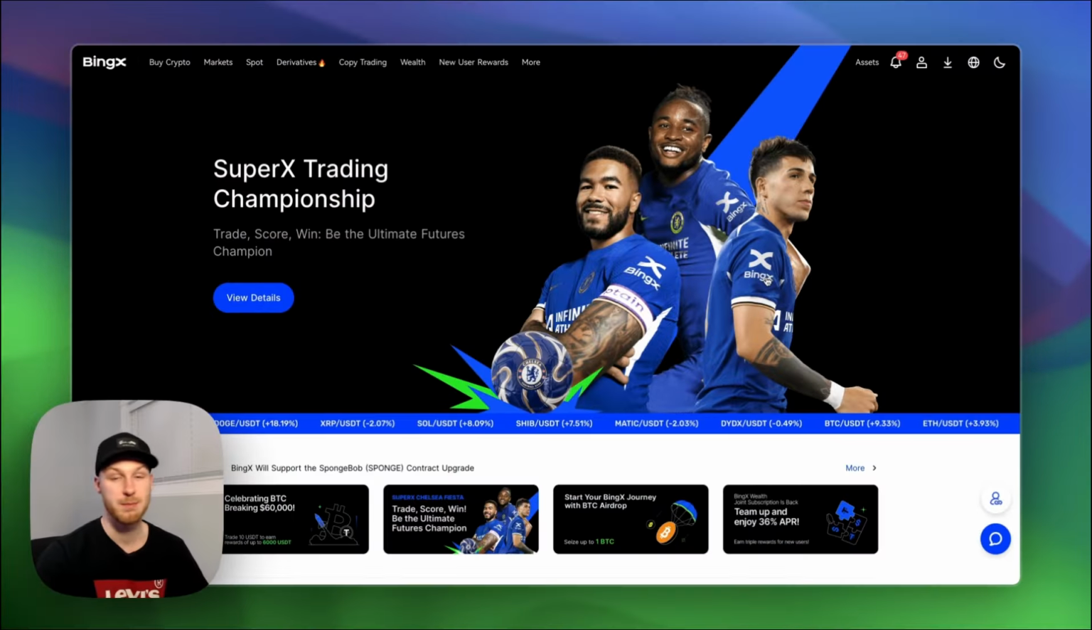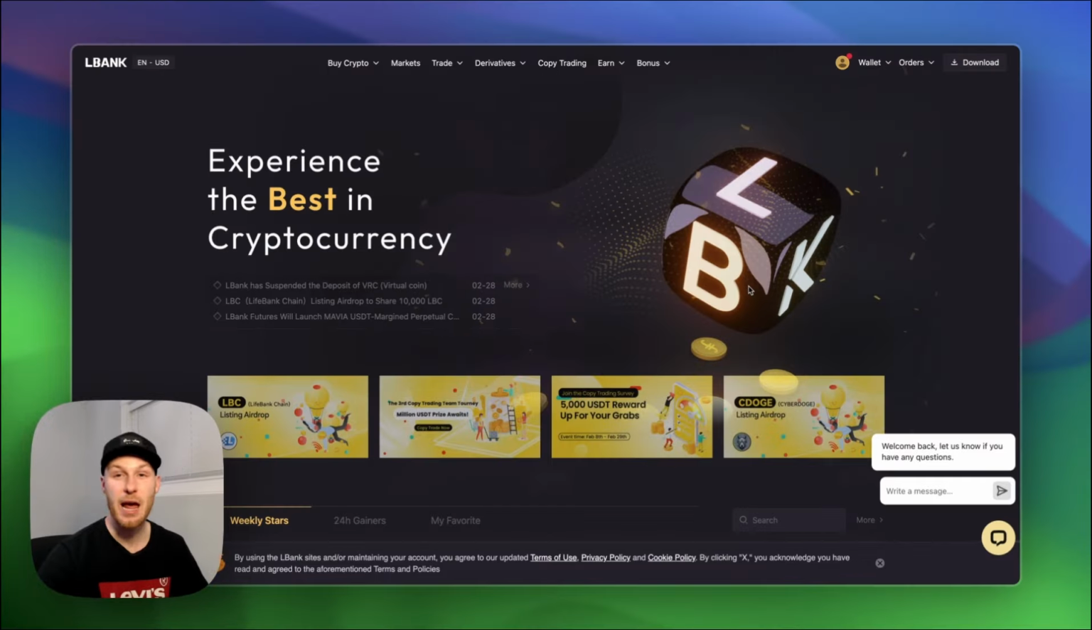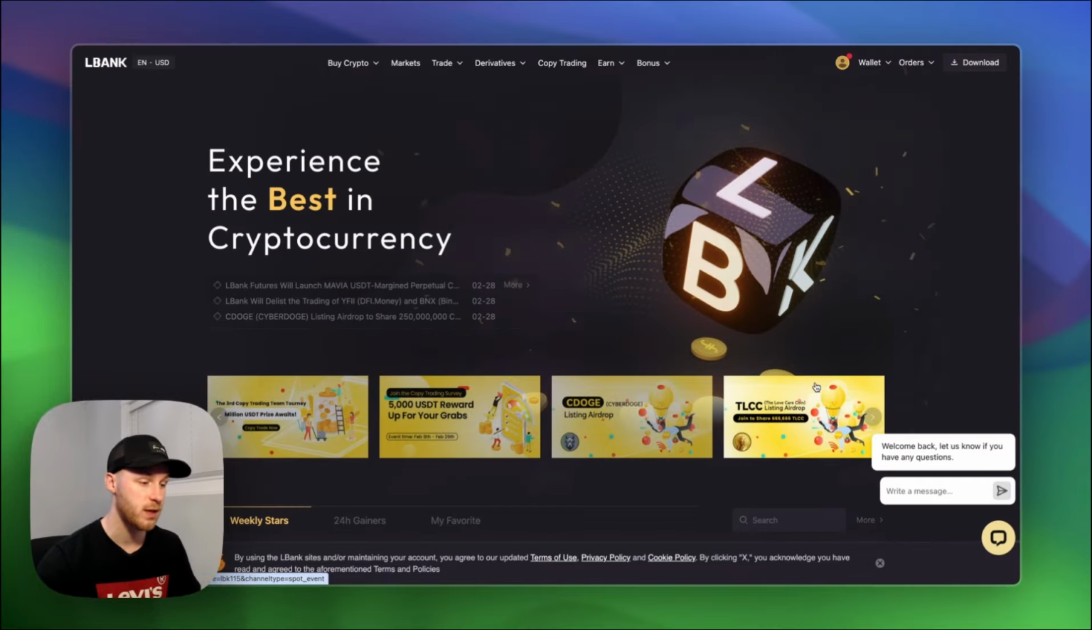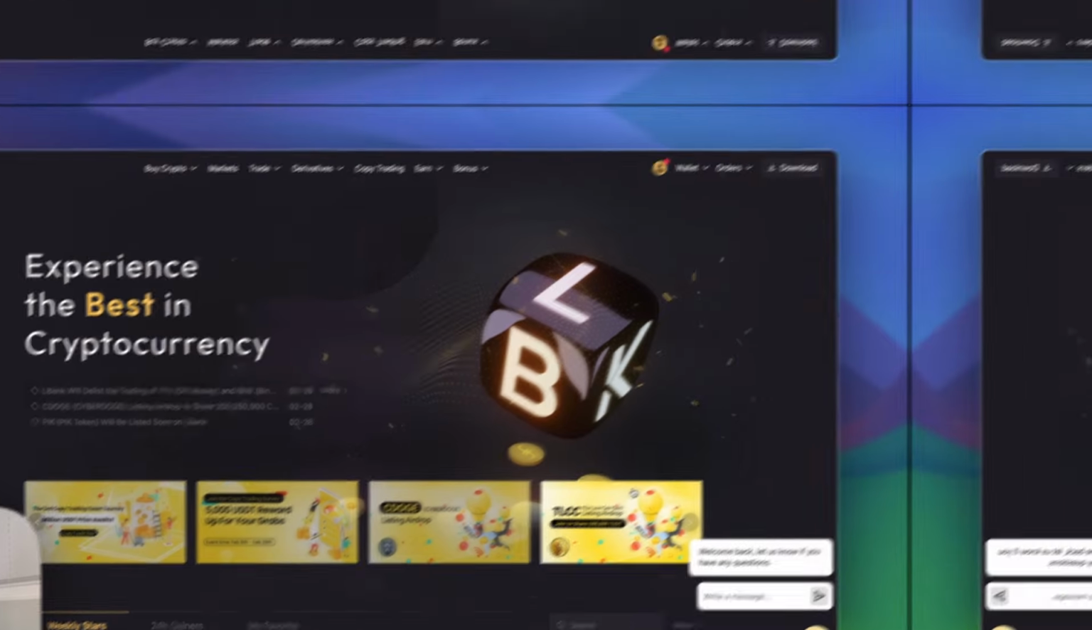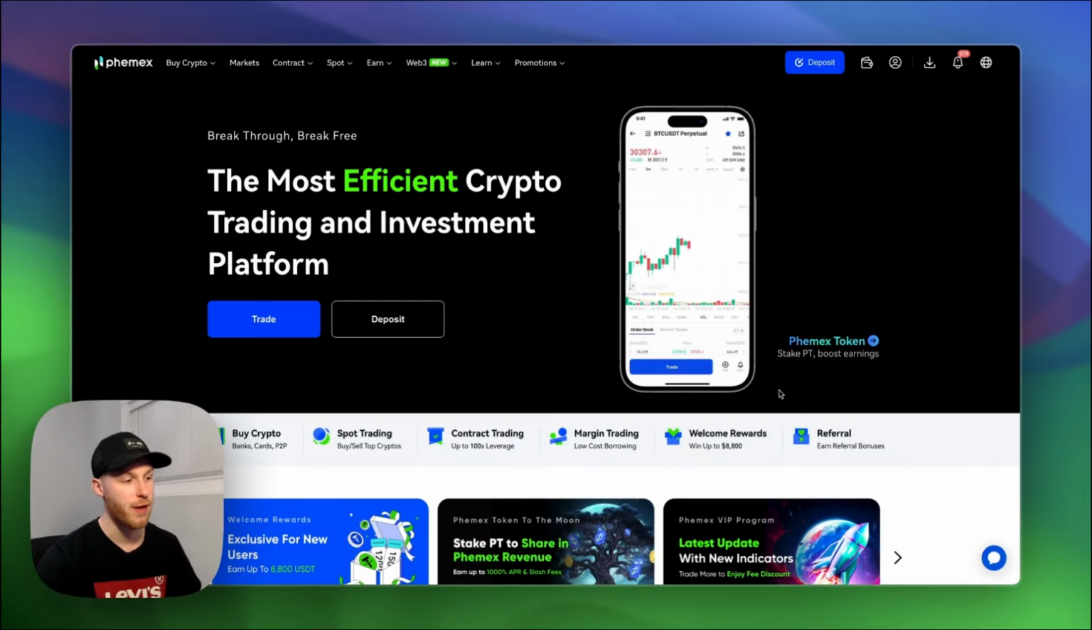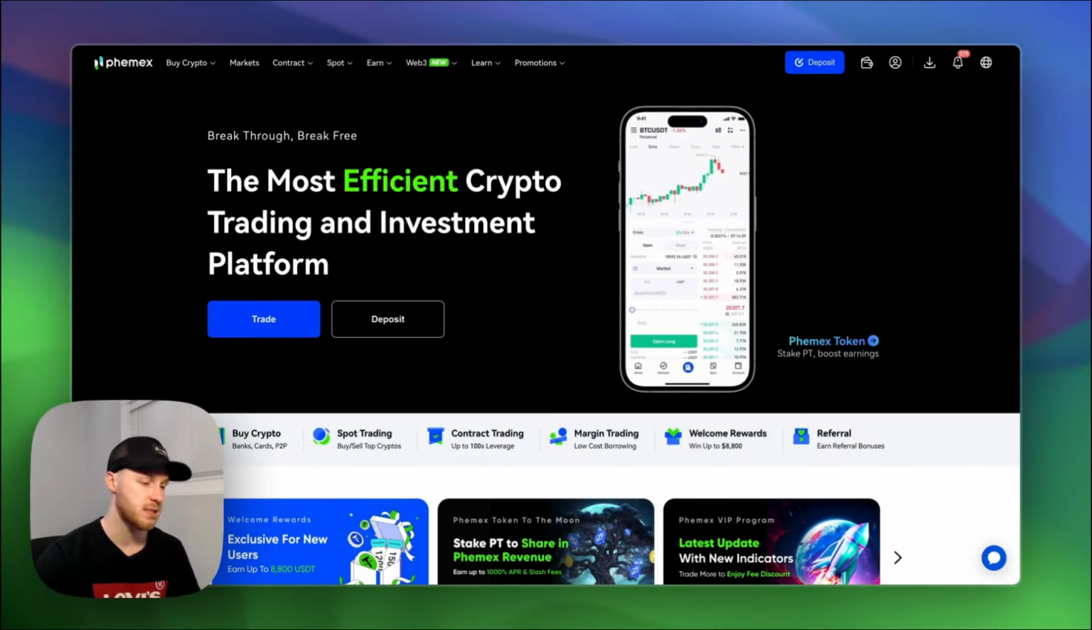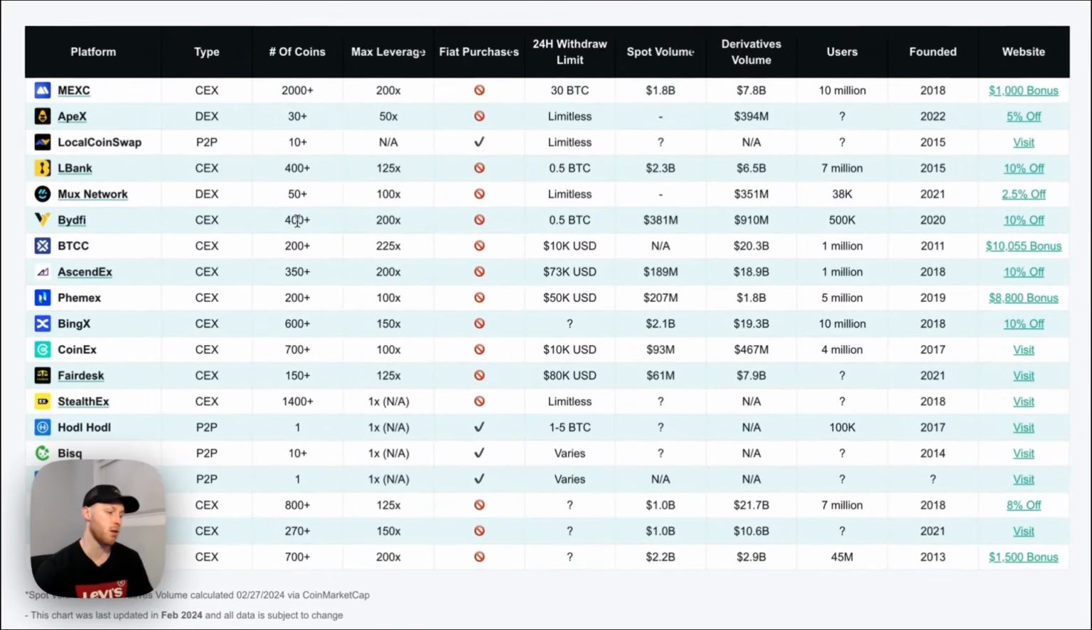Platform number two is BingX. This is the largest exchange in terms of trading volume on this list, and it has a great reputation. Platform number three is LBank. This is one of the few non-KYC exchanges where you don't need a VPN. And last but not least, we have Phemex at number four, which is a solid runner-up with a variety of trading features. I think those are the top four on the market right now for non-KYC exchanges.